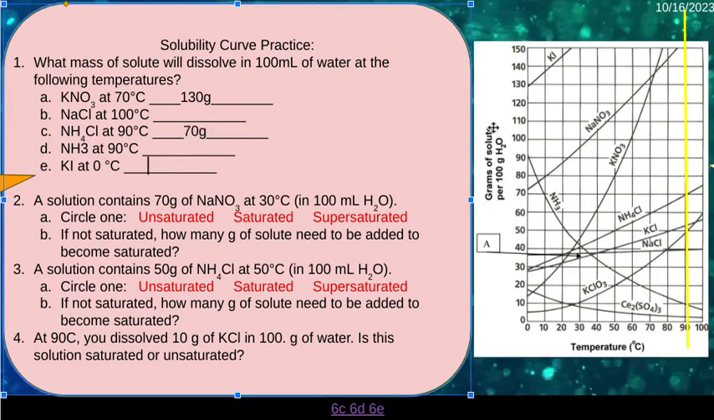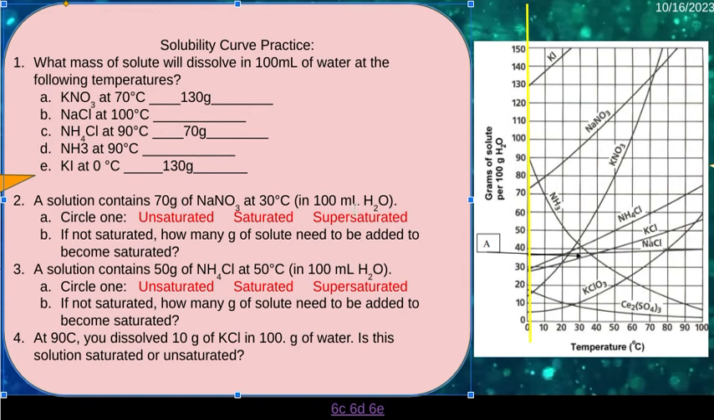And KI at 0. So if we move this all the way over here to 0, KI is 130. There's 130 grams that you can put in there. So those are some of the answers up top. You should be able to do B and D.